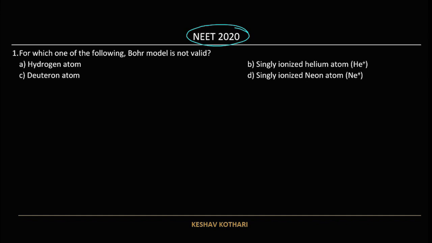For which one of the following is the Bohr model not valid? It is valid for one electron systems. So in this case, the singly ionized helium atom is the one in which the Bohr model cannot be applied. Let us move to the next problem.